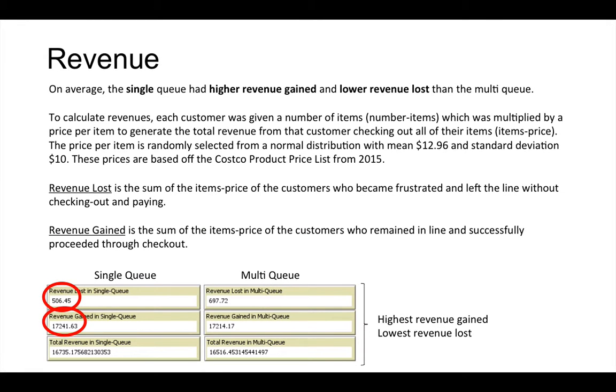Our final main output section is revenue. On average, the single queue has a higher revenue gained and a lower revenue lost than the multi-queue. To calculate revenues, each customer was given a number of items, which was multiplied by a price per item to generate the total revenue from that customer checking out all of their items. The price per item is randomly selected from a normal distribution with a mean of $12.96 and a standard deviation of $10. These prices are based off of the Costco product price list from 2015.